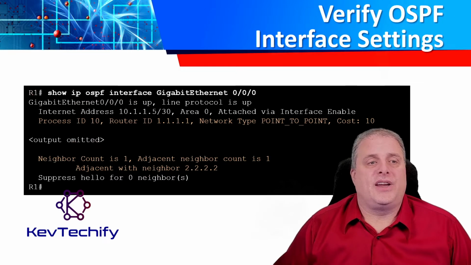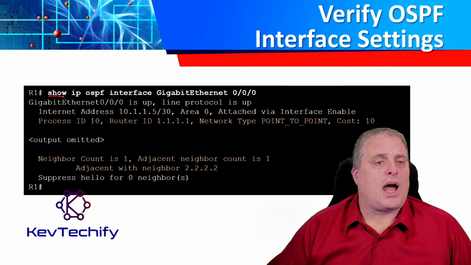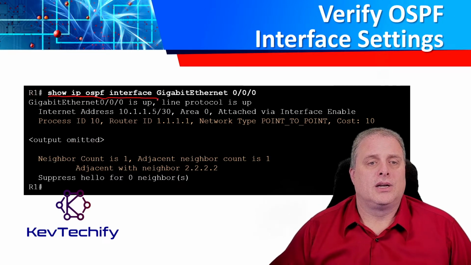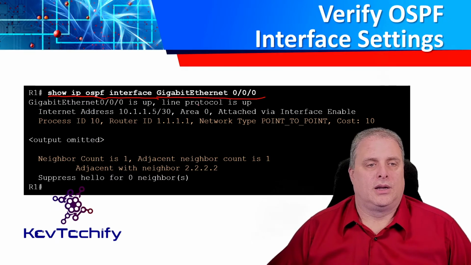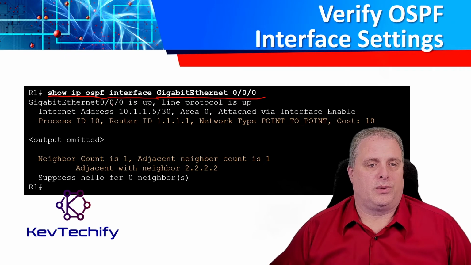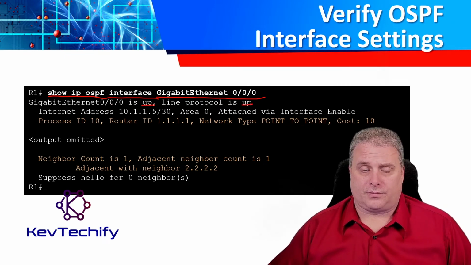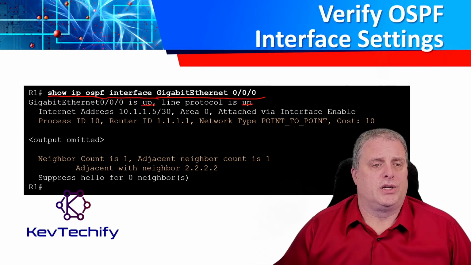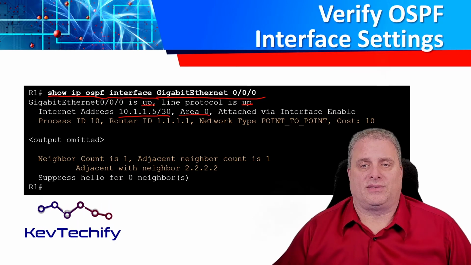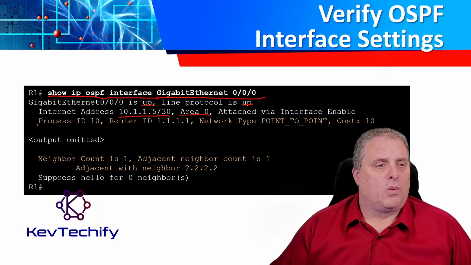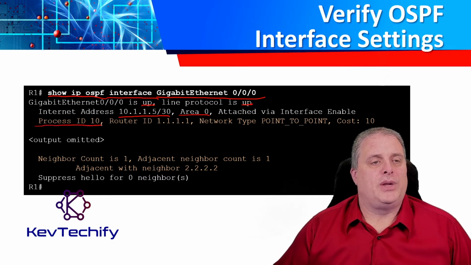To verify interface settings, we use the show IP OSPF interface command, and then we specify what interface we're looking at. When we do that, we get information about our interface. It says that we're up, so we've done basic configurations good. We get what our address is and our subnet mask. What area does it belong to for OSPF? We have what is the process ID of OSPF on this device? It's process ID of 10.